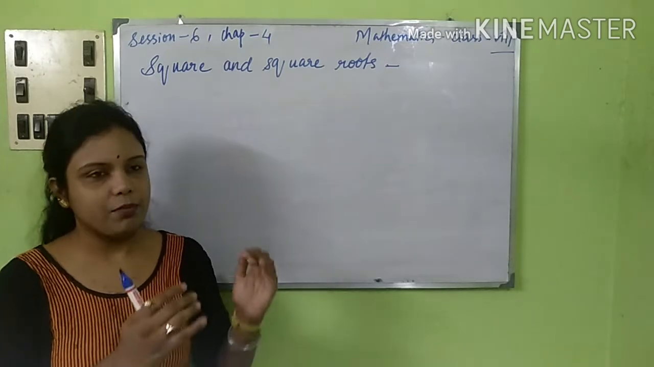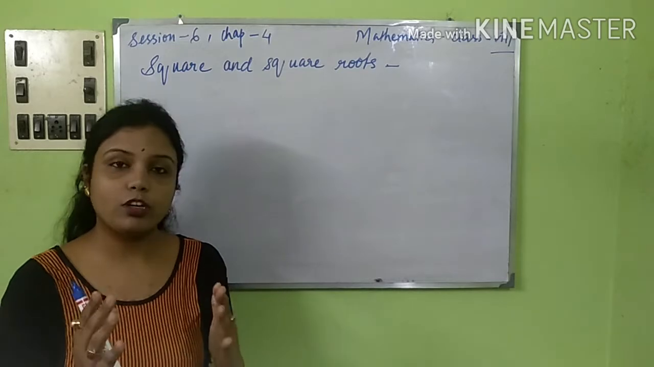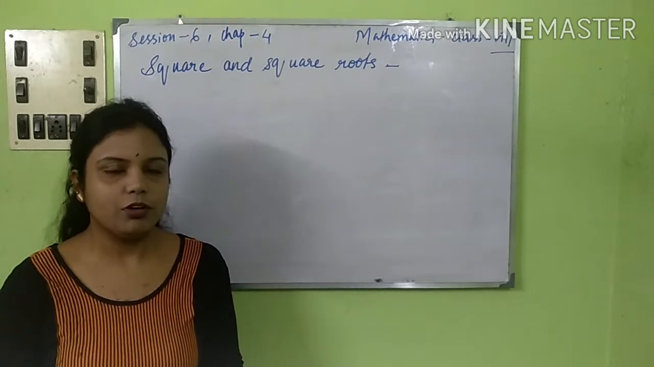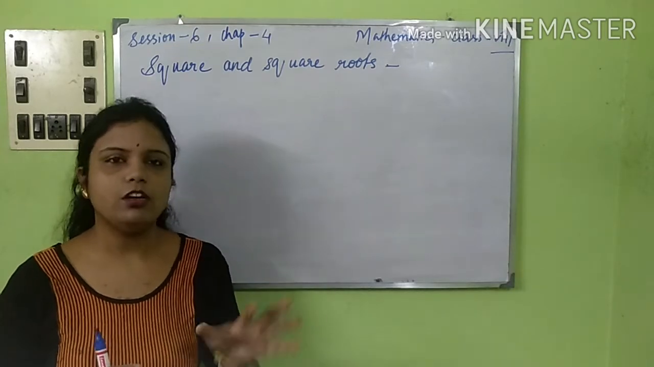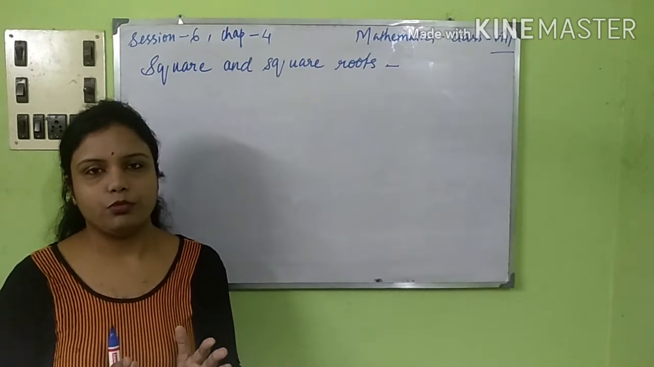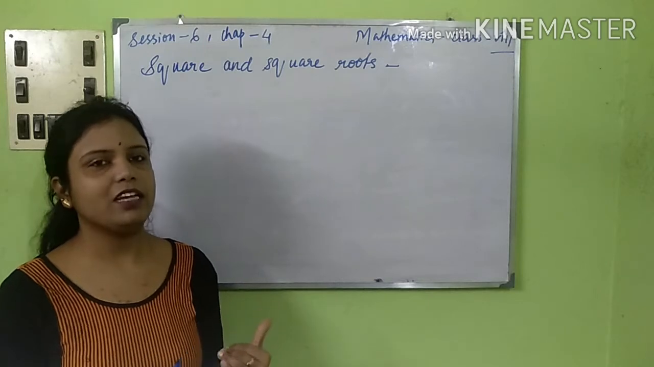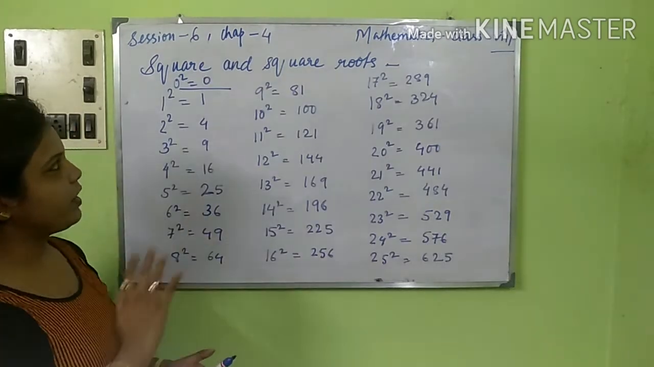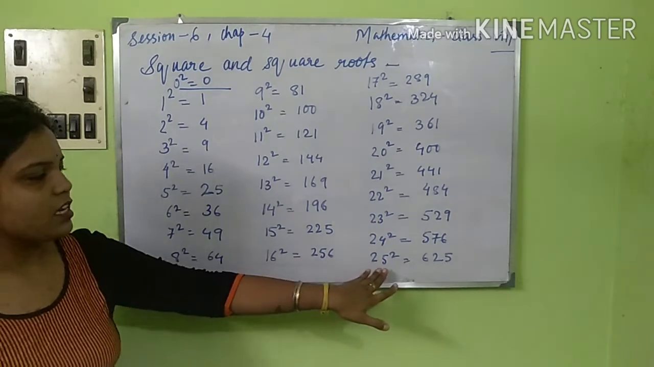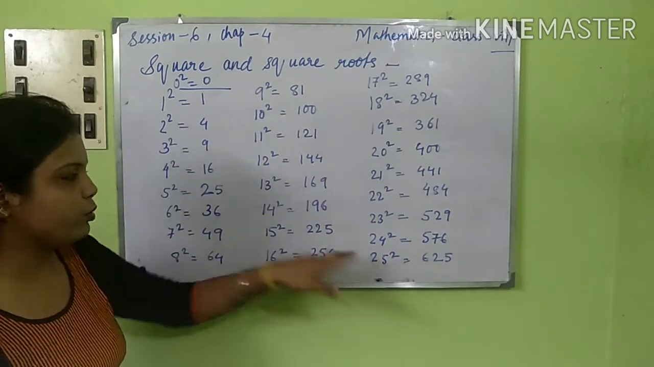Coming up with all the examples, you have to at least learn those squares for your academics right now. So I'll be writing that, you better follow it. I have written the squares of these particular numbers from 1 to 25.